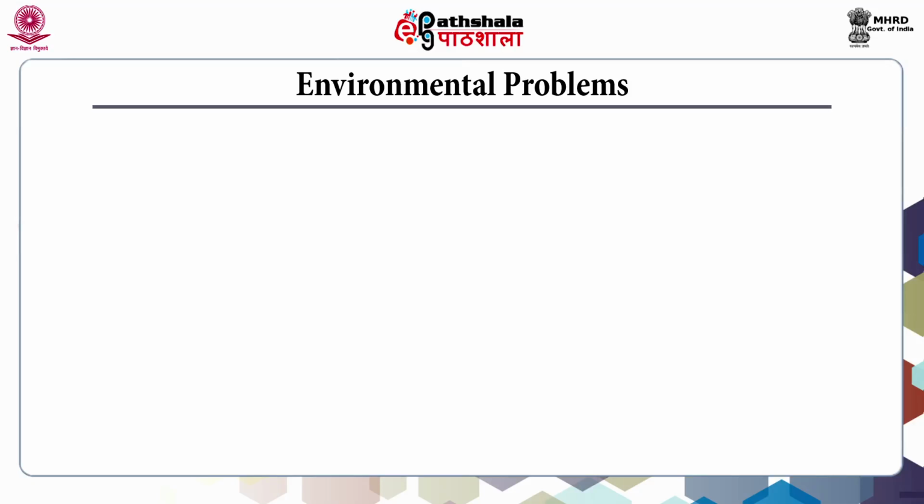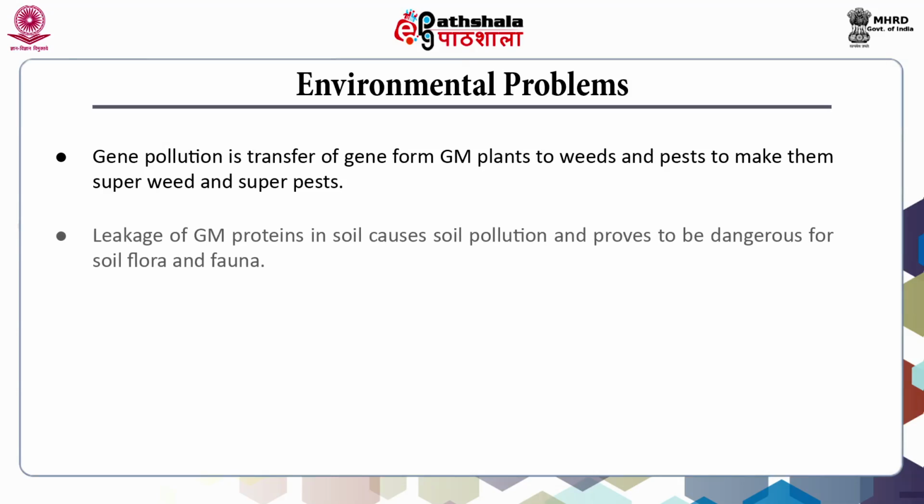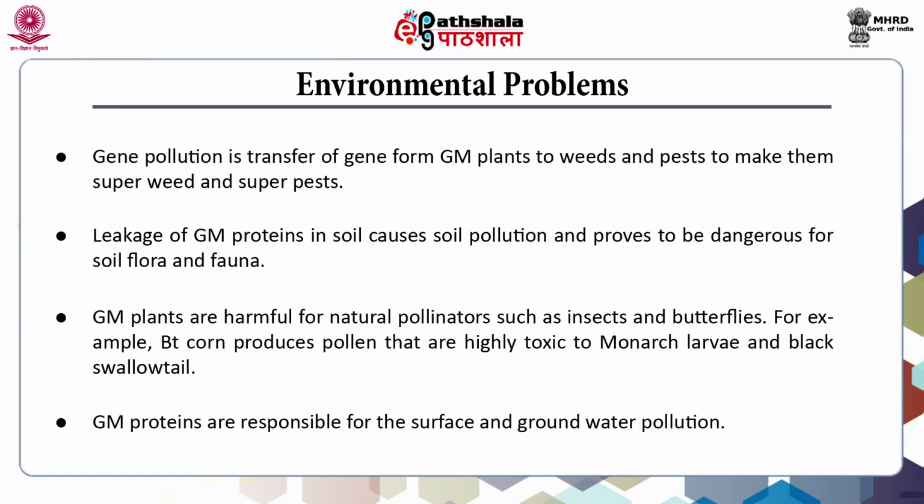Then come environmental problems. Gene pollution is the transfer of genes from GM plants to weeds and pests to make them superweeds and superpests. Leakage of GM proteins in soil causes soil pollution and proves to be dangerous for soil flora and fauna. GM plants are harmful for natural pollinators like insects and butterflies. For example, Bt corn produces pollen that is highly toxic to monarch larvae and black swallowtail. GM proteins are responsible for surface and groundwater pollution.